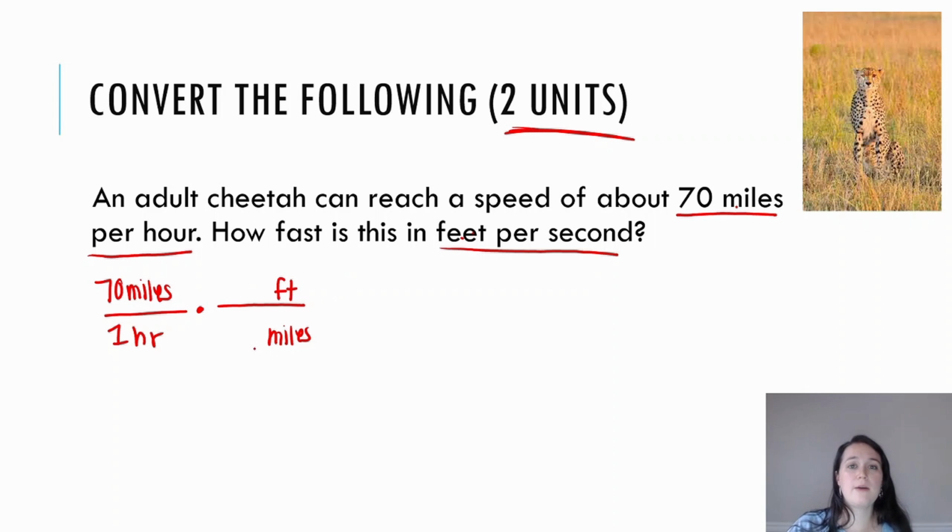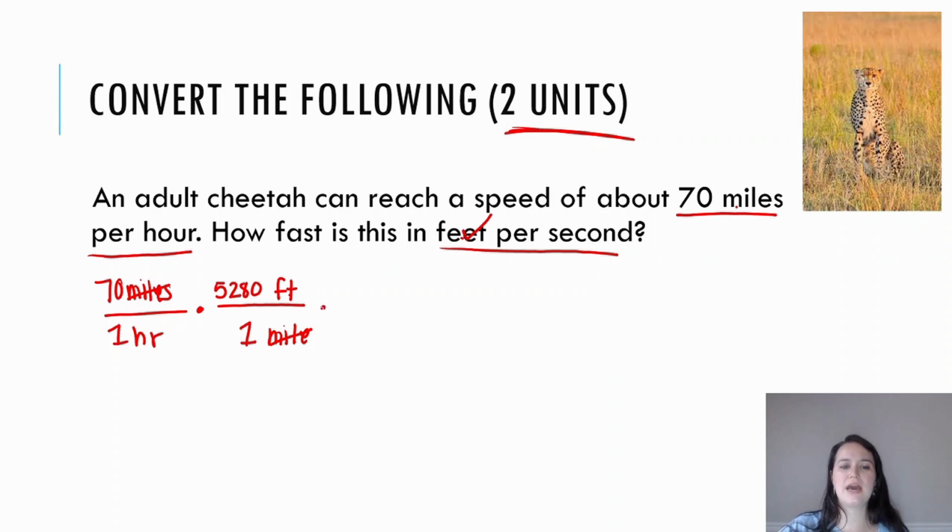All right, now if you don't know how many feet are in a mile, go ahead and look it up. That's always just a fun one to have memorized, I think. So 1 mile is 5,280 feet. Okay, so look, my miles right here, those are going to cancel out. I've got feet on top. That's what I want. Okay, so feet is good.